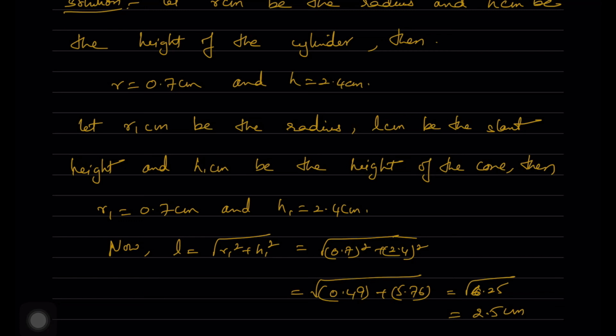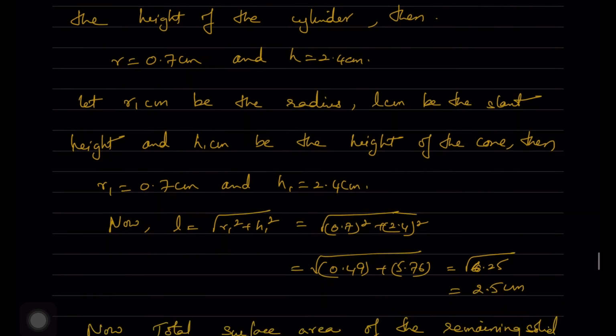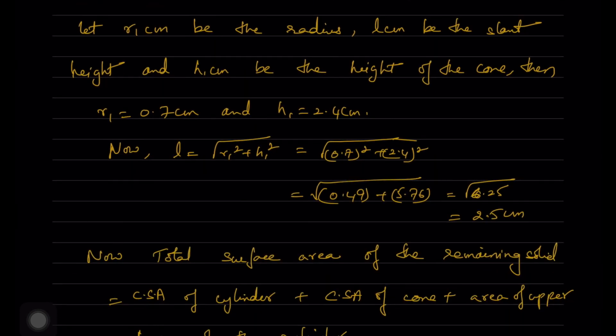Now here, let r1 centimeters be the radius, l centimeters be the slant height and h1 centimeters be the height of the cone. Then r1 is equal to 0.7 and h1 is 2.4 centimeters. Now you have to find the slant height. So slant height L is equal to the square root of r1 square plus h1 square, which you get as 2.5 centimeters, putting those values of r1 and h1.